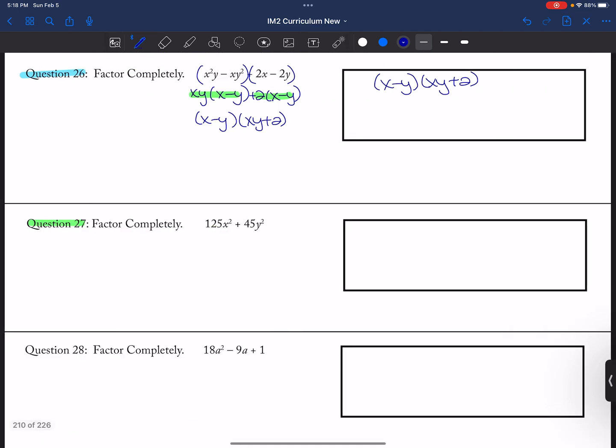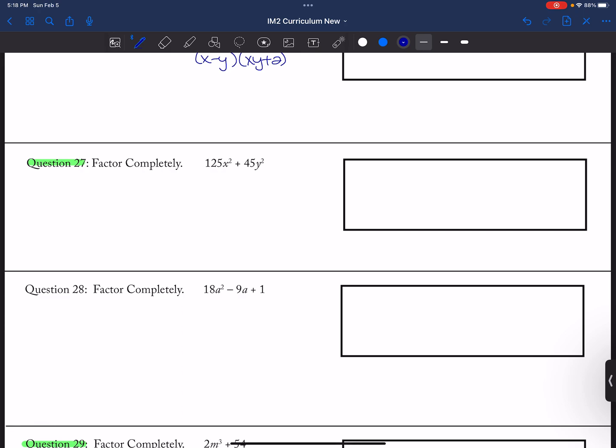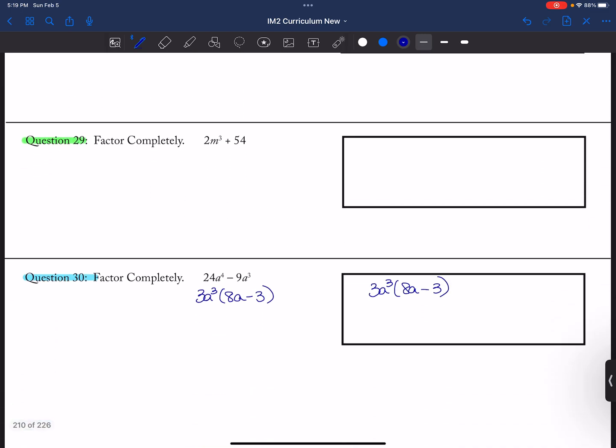Okay, 25. 27. Oh boy. I could pull a 5 out, and I'm left with 25x squared plus 9y squared. And here's the thing, there's no sum of squares, so this is it. So don't factor this out more, because it actually does not factor any more. If it was subtraction, it would, but don't get confused. There's no addition formula for that.